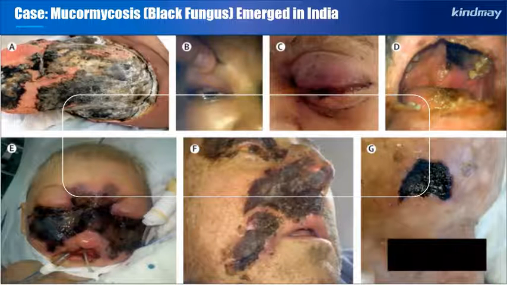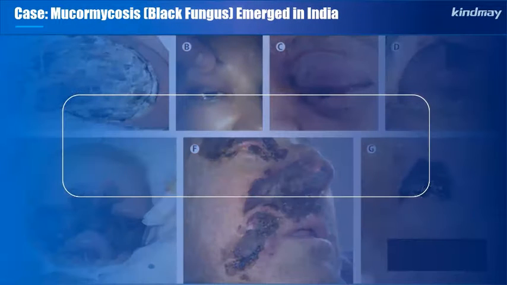So now let's have a look at the microorganism identification case in India. Last year, mucormycosis suddenly emerged in India. It is also called black fungus, and this infection is very rare and horrible, and the death rate is up to 50%.